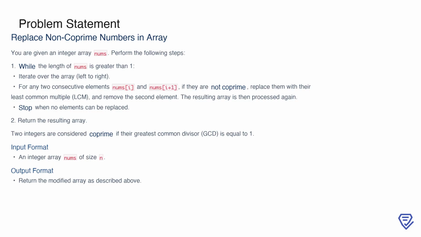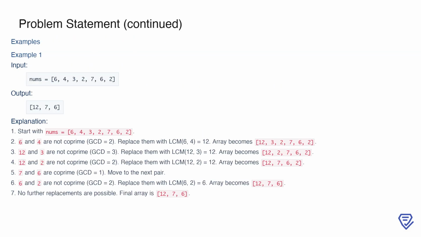Remember, two numbers are coprime if the only positive integer that divides both of them is 1, meaning their GCD equals 1. The input is a list of integers, and the output is the transformed array after applying these operations. Let's look at the first example to understand the process.